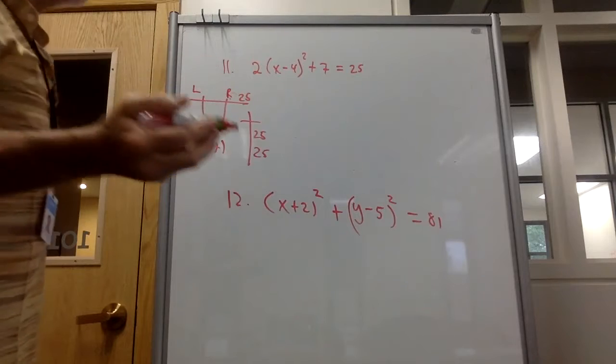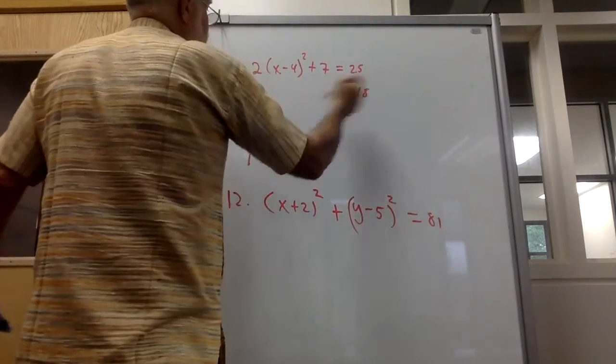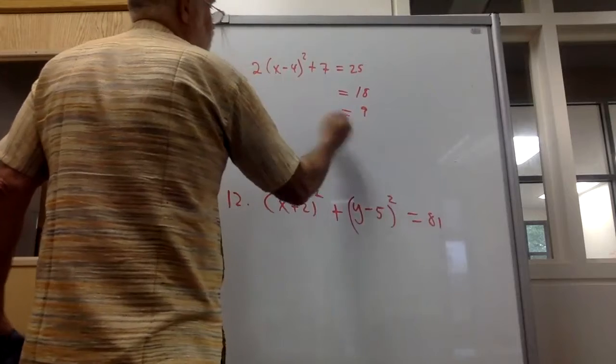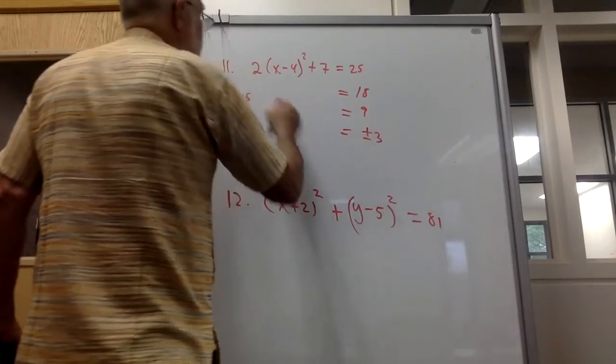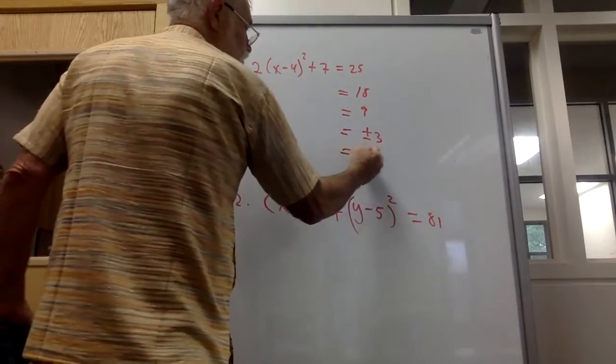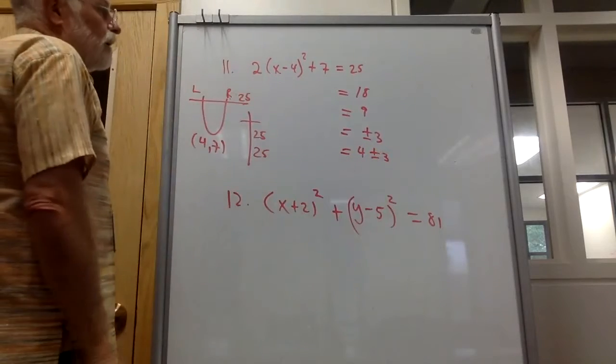So how do I find it? Real easy. Subtract 7. 18, divide by 2. 9. Remember to take the square root of 9, plus or minus. So plus or minus 3, and then add 4. Okay? There you go.